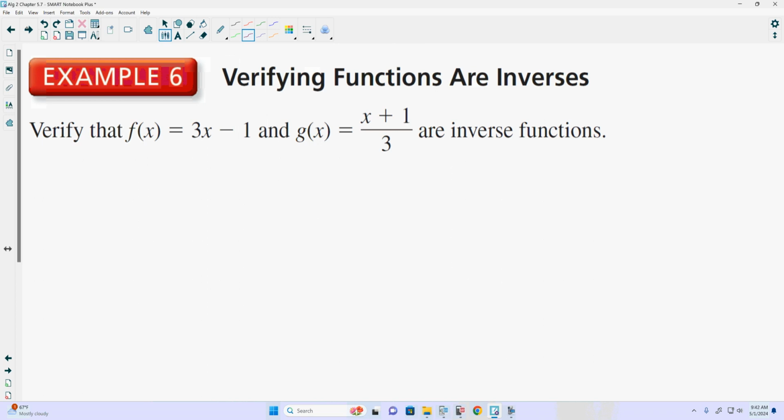Okay. We're ready for the last piece. Verify that f of x equals 3x minus 1 and g of x equals x plus 1 over 3 are inverses. We want to know if they are indeed inverses. Yes, and that is one way that we can do this.